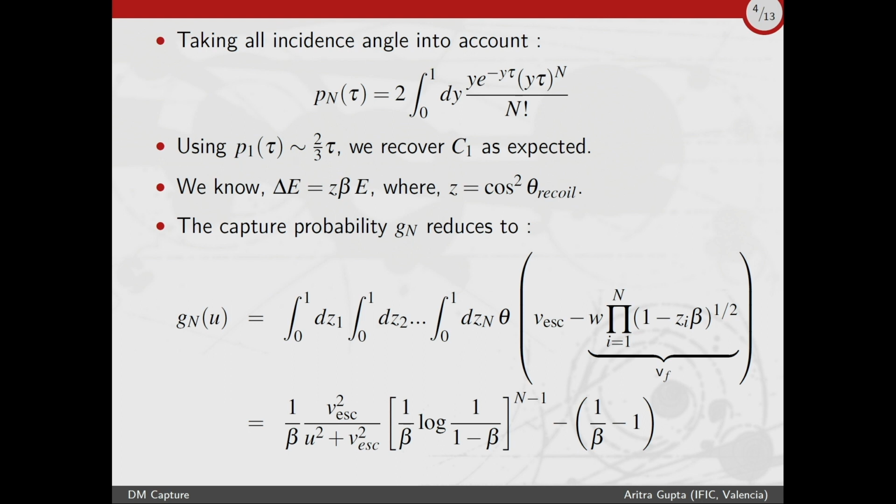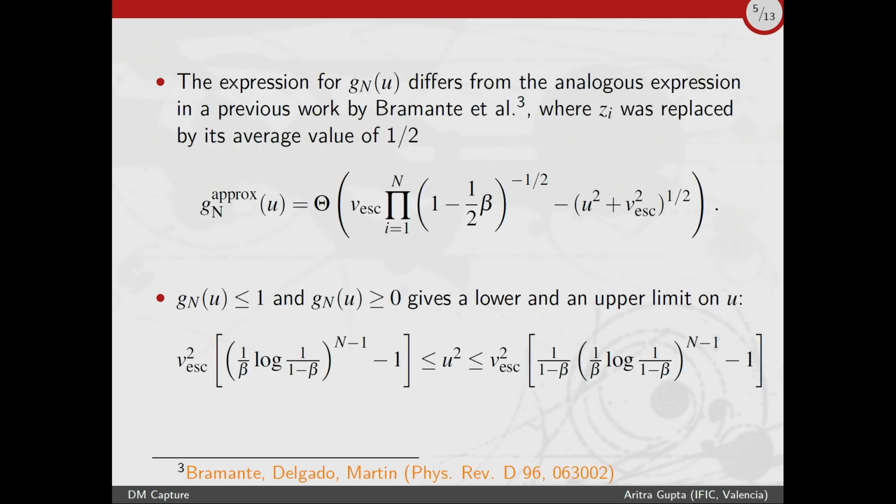Z is this cos squared of theta recoil, and the capture probability is given by this integral. I'll hurry up. This integral can be done exactly analytically without any approximation on Z, but in Bramante's paper, they replaced each Z by its average value, which is half, and so they have this G, and this G by construction lies between 0 and 1. But for us, we have to be careful and check what the limits are, and we get a minimum u and a maximum u. This is understandable physically, because beyond the maximum you would not capture at the nth collision, and beyond the minimum you are already captured at the n-1 collision. So these are physically viable.